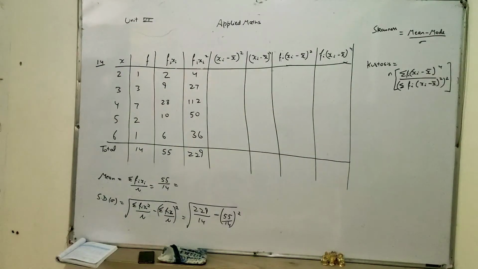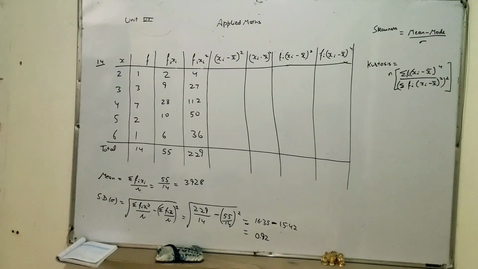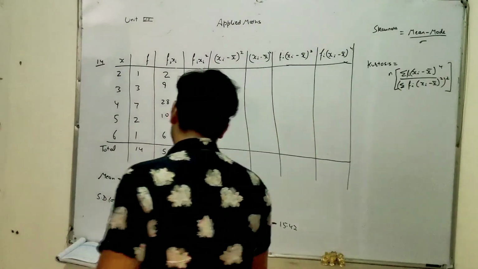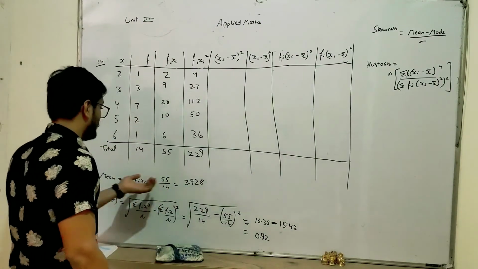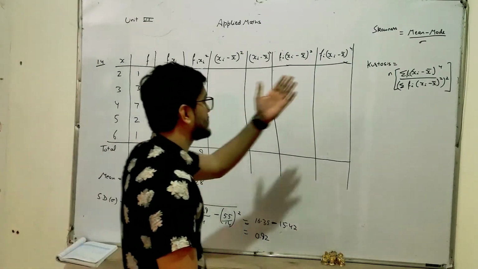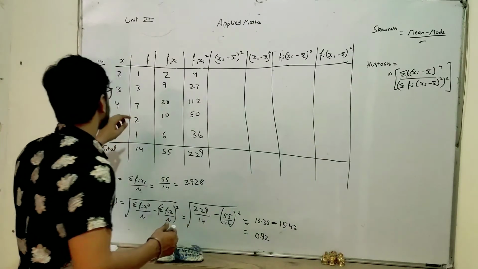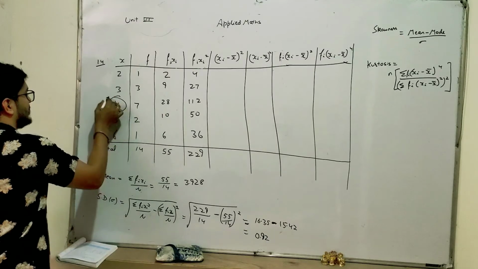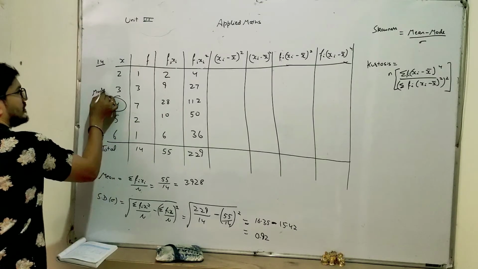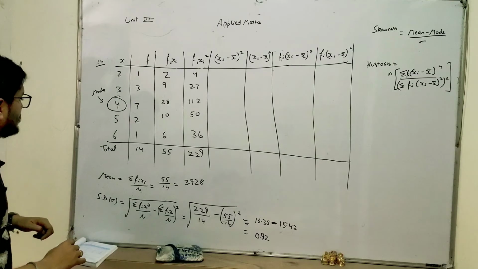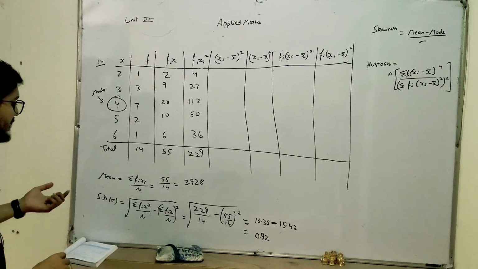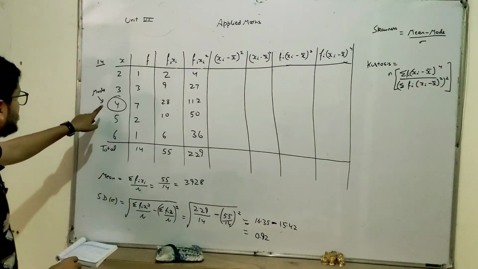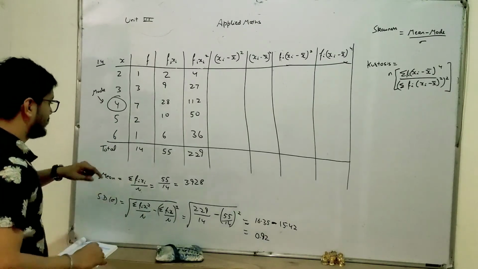Just don't get confused. This is simply a simple procedure we have followed here. So after calculation, the standard deviation will be 0.92, putting the values into it, and mean will be 3.92. So for skewness, okay, mode also we have to find out. So mode is the maximum frequency. The maximum frequency is 7, so mode will be this one. Mode is 4, right?